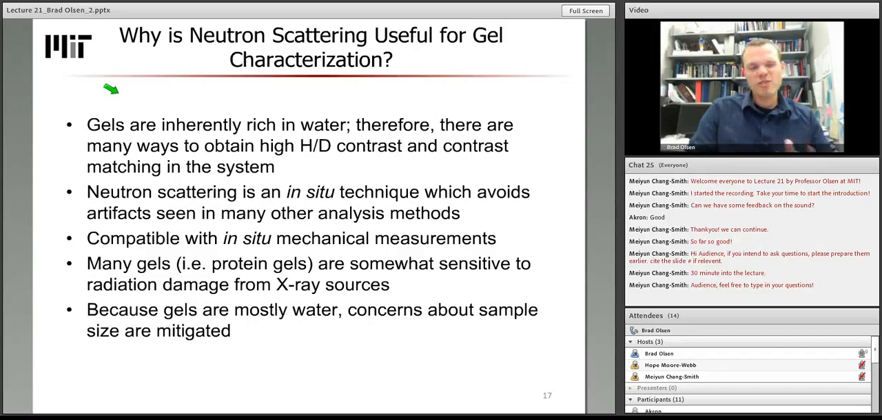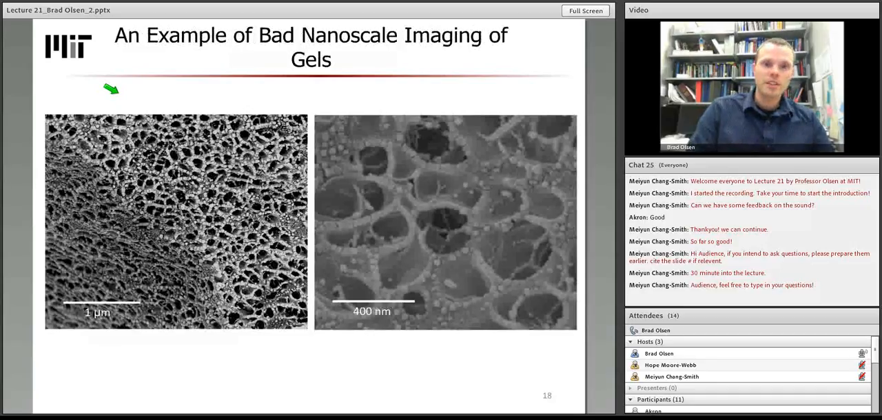So I really want to emphasize this applicability of neutron scattering as an in situ technique which avoids artifacts seen in other types of analytical methods. And so I want to show you on this slide an example of bad nanoscale imaging of gels, and you see I don't have a reference here. This is unpublished data from my own group, never to be published data from my own group, but it shows you characteristically what can happen when you try to use certain methods for the structural analysis in gels.